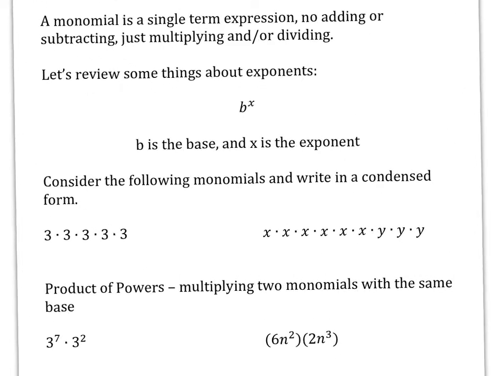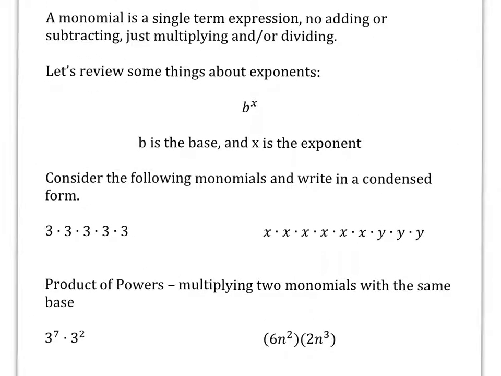I see right here a b and an x. How I would say this is b to the power of x, b to the x, b raised to the power of x, where b is the base and x is the exponent. If there's a small number that's being raised, that's the exponent. If there's a larger number or variable to a certain power, then that's considered the base.